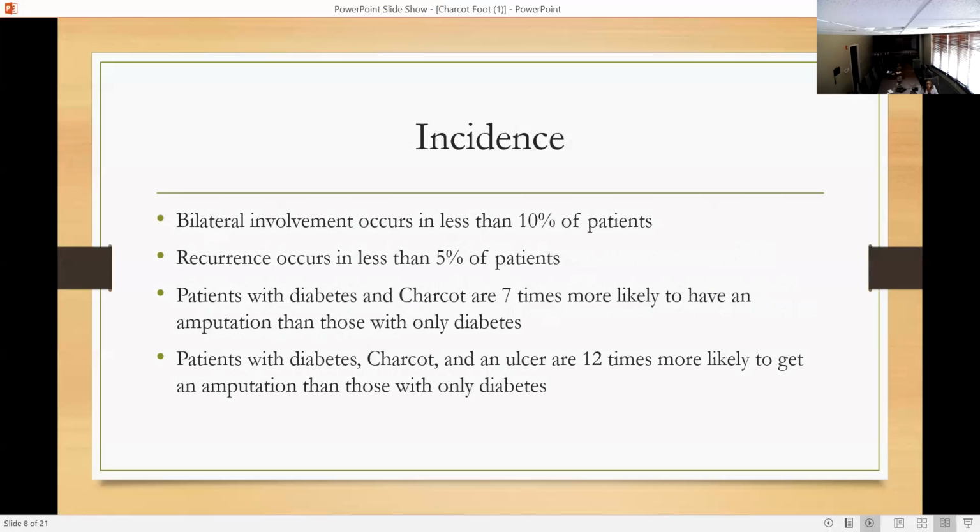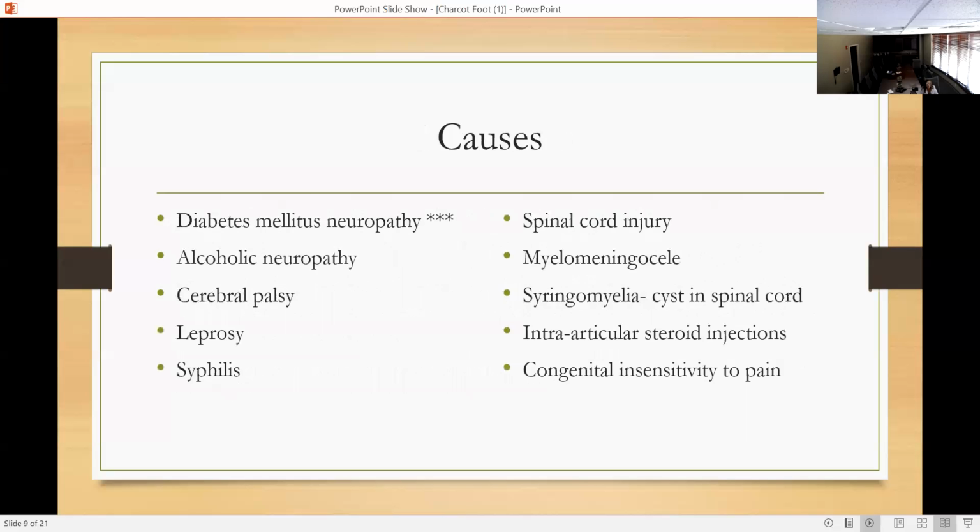So bilateral involvement occurs in less than 10% of our patients. Recurrence is in less than 5% of patients. We do know that people with Charcot have a higher risk of amputation. Diabetes with Charcot is at about 7 times the risk, and patients with an active ulcer with diabetes and Charcot have about a 12 times increased risk of amputation. Next slide. Causes, again, diabetes is the primary cause, but it also can be from other forms of neuropathy listed there.